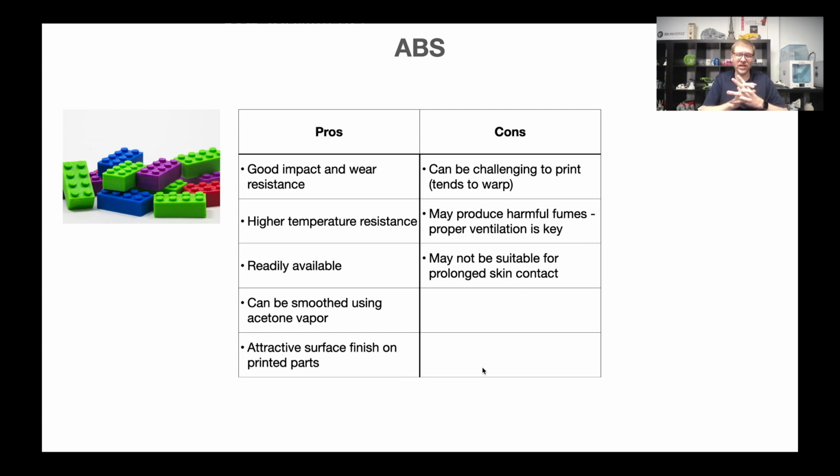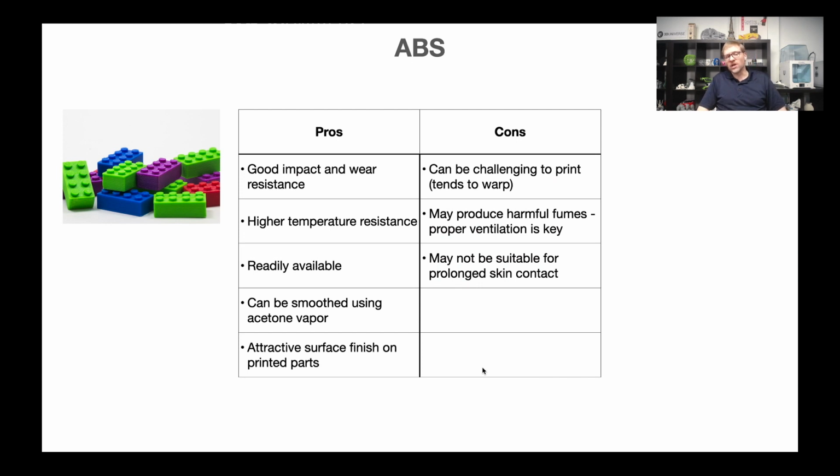And even just when you 3D print an ABS part, it does have a very attractive surface finish. I would say more so than PLA, which tends to be a little glossy. It just doesn't look as nice to me. But it can be challenging to print. It has a tendency to warp. You have to make sure you're using the right kind of printer setup and the right kind of adhesive on your bed, which we'll talk about.